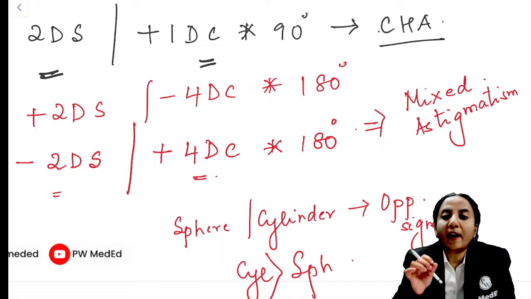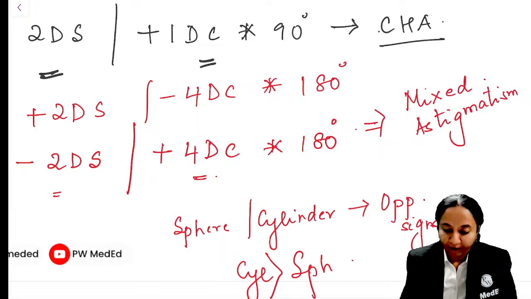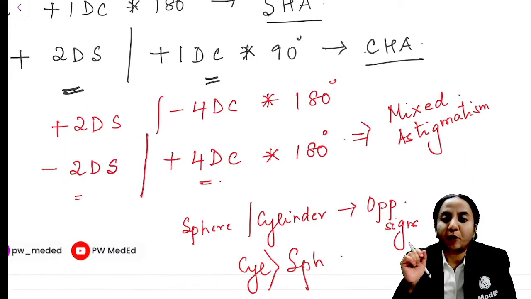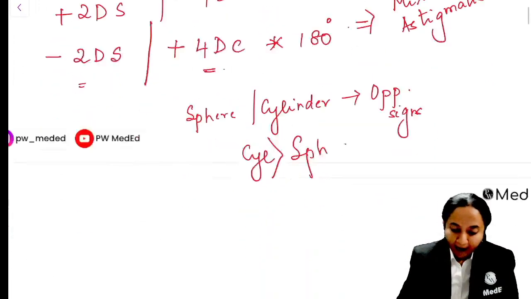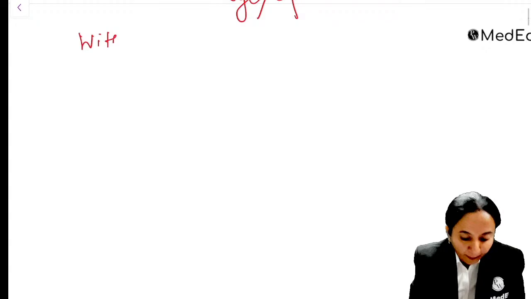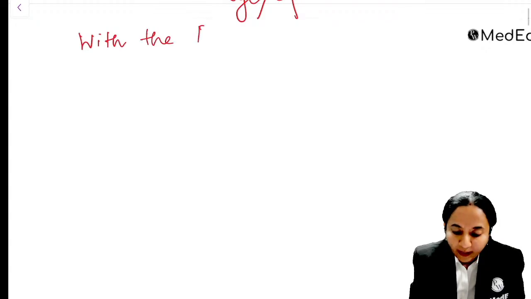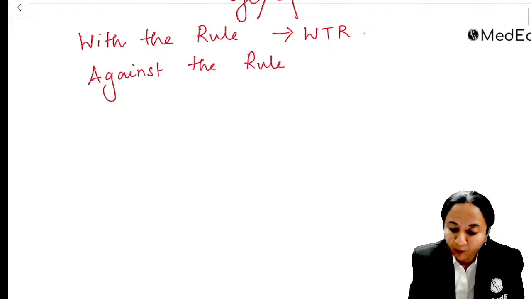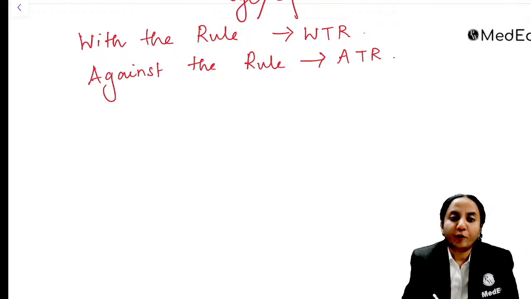Okay, now I'll go on to something a little more difficult. Sometimes you can have something more added to the question, and that is, they can ask you what is meant by with the rule, that is WTR, or against the rule, that is ATR. Now from the prescription, if we have to say which is with the rule and which is against the rule, then what do we have to do?